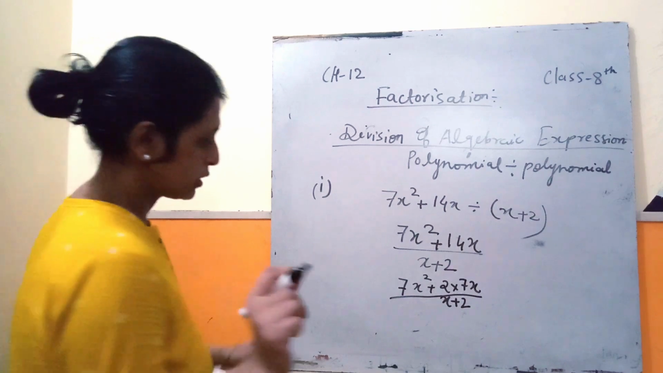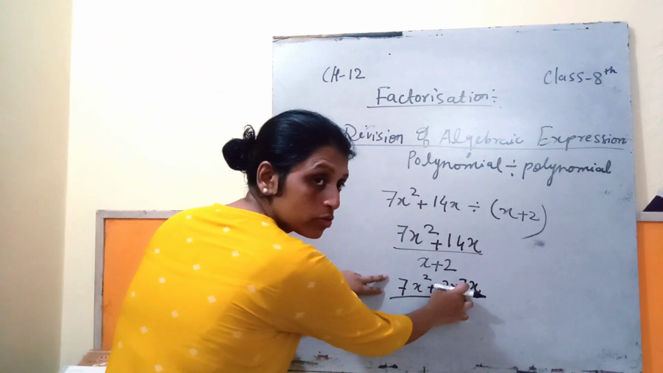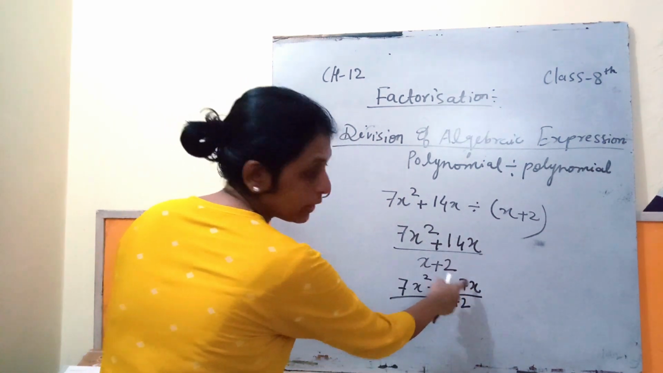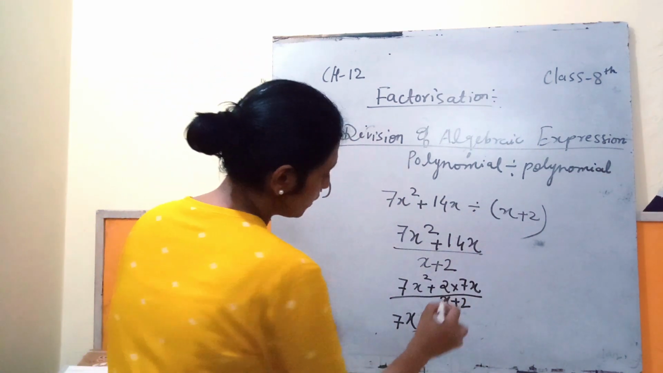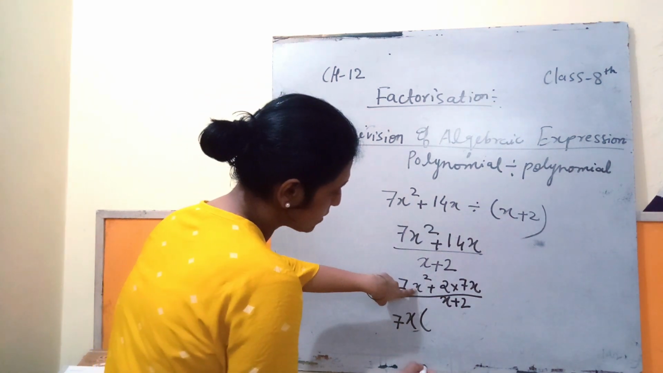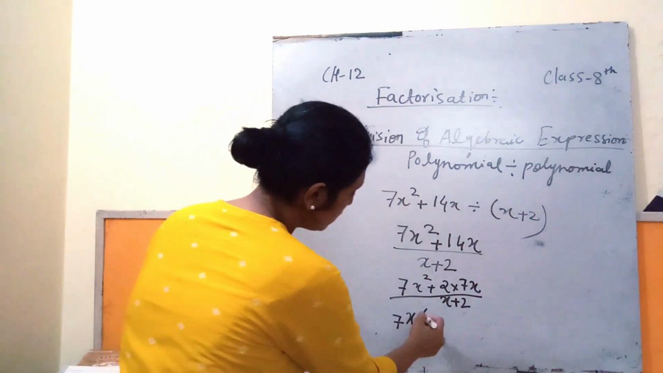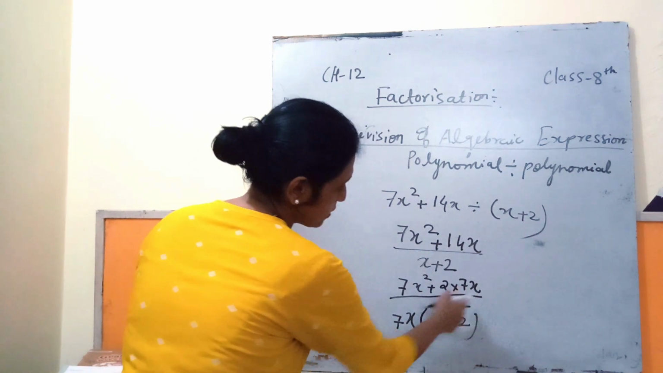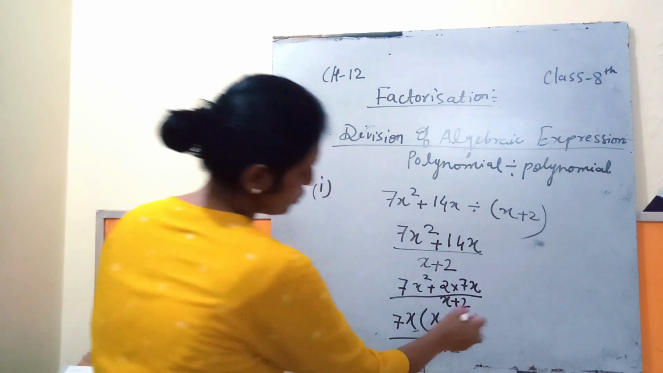Okay children, now see what all things we can take as common. Here 7 is common, here also 7 is there, so we can take 7 as common. Here 2x is there, 1x is here, so at least 1x can be taken as common. Then 7x is out as the common factor. Out of 2x we can take 1x, we have taken 1x as common, so we are left with 1x plus 2, because this 7x is taken as common, upon x plus 2.